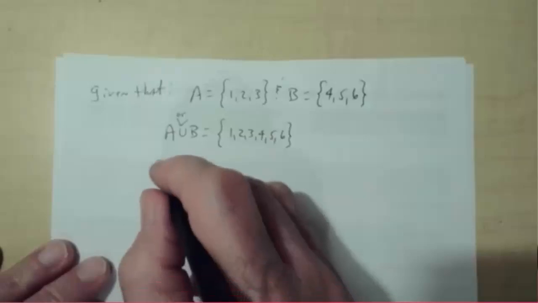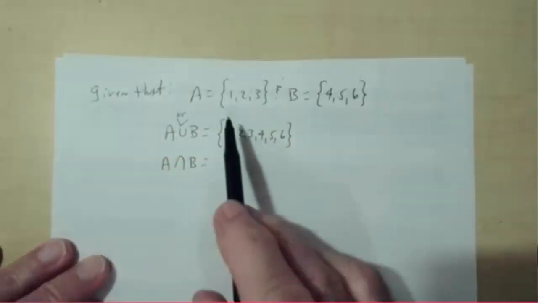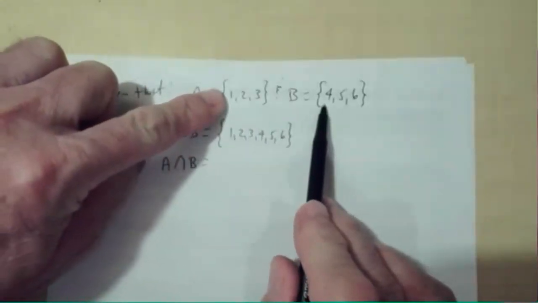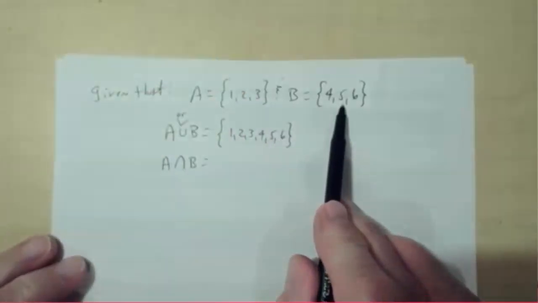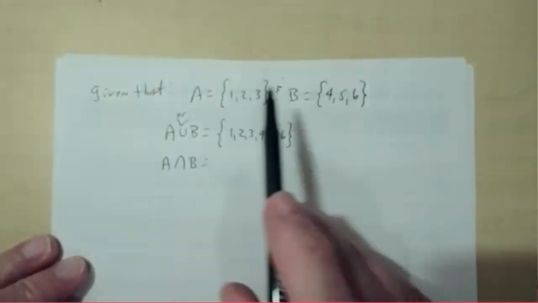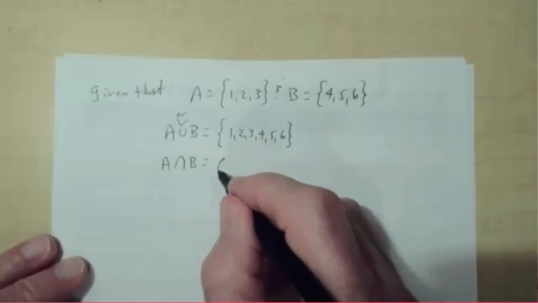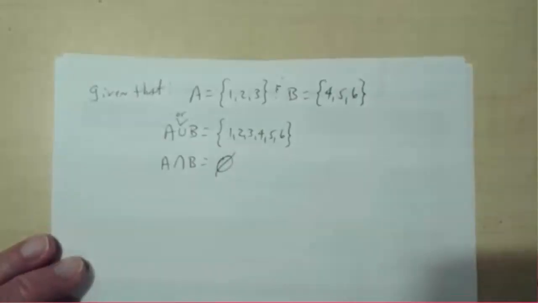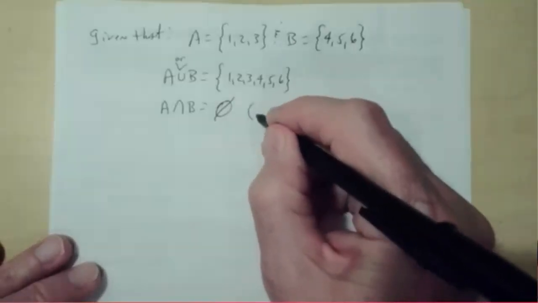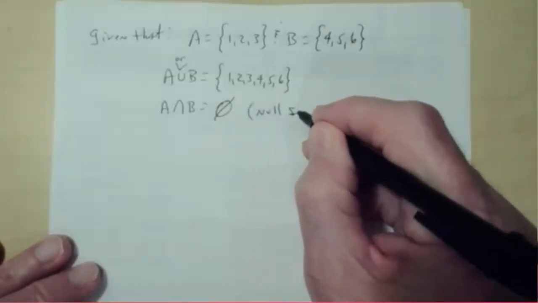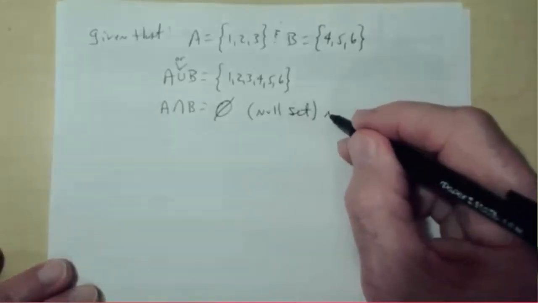Now, A intersect B. Is 1 in both sets? No. Is 2? No. Is 3? No. 4, 5, or 6? No. So we don't have any in there. This is why I don't want y'all to draw a line through the 0, because this means something. This means the null set. In other words, there are no elements in both.